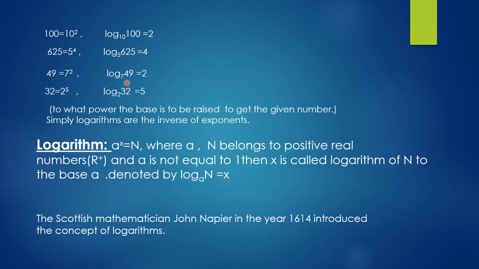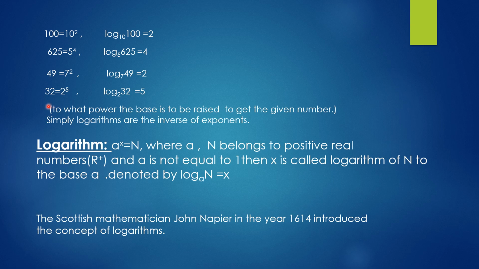So therefore, logarithm of 49 to the base 7. To what power is the base raised here? What is the base here? 7 is the base. When the base is raised to the power 2, you will get 49. Are you clear? So simply we say that logarithm of 49 to the base 7 is equal to 2.